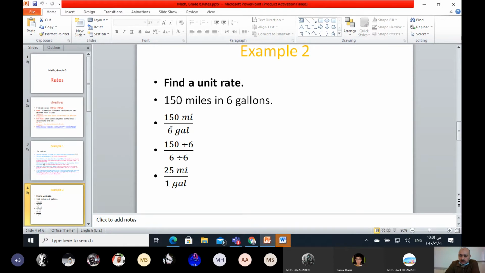Then look to the denominator. We have here 6. So divide up by 6 and divide down by 6. 150 divided by 6 and 6 divided by 6. Now 150 divided by 6 will be 25 and 6 divided by 6 will be 1. When you get 1 in the denominator, it means now we have a unit rate.